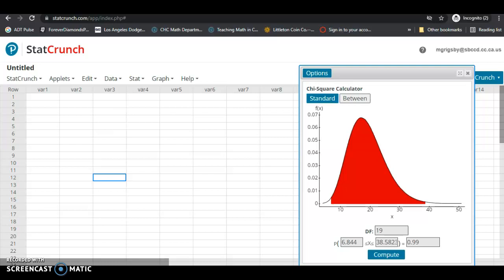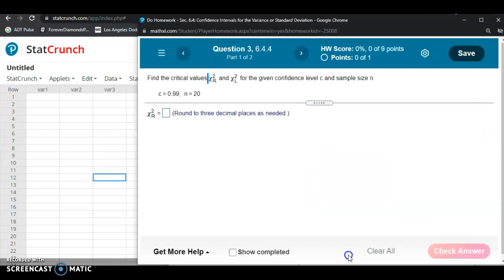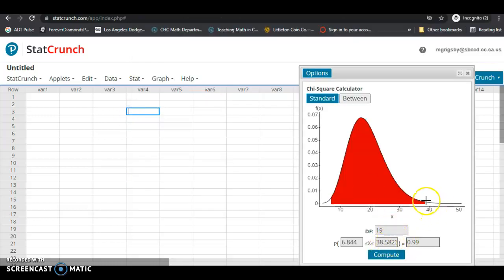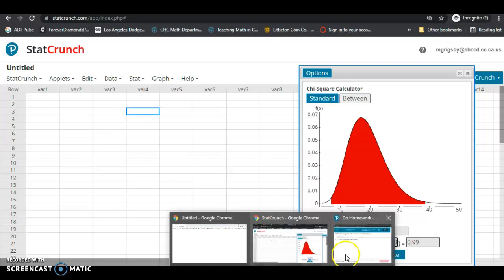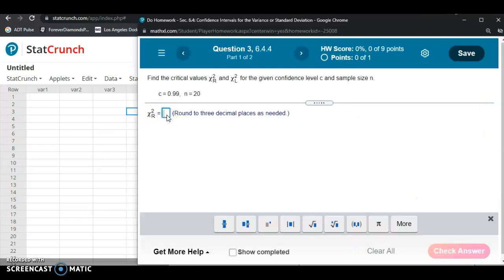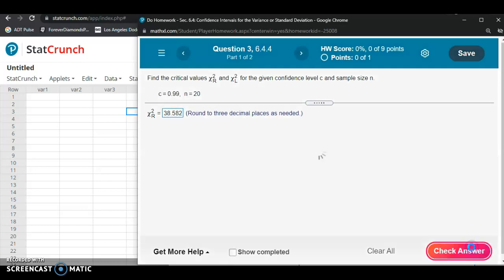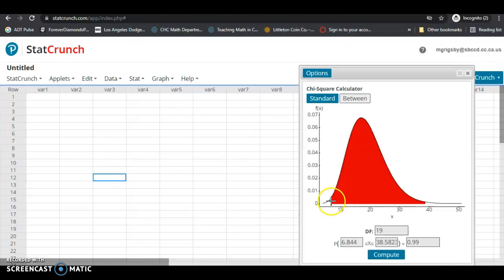It's asking for chi-square sub r. Chi-square sub r is the critical value on the right side of the curve. It's represented by the right edge of the shaded region of our graph here. Chi-square sub r, when rounded to 3 decimal places, is 38.582. The chi-square sub l is represented by the left edge of the shaded region, which when rounded to 3 decimal places is 6.844.